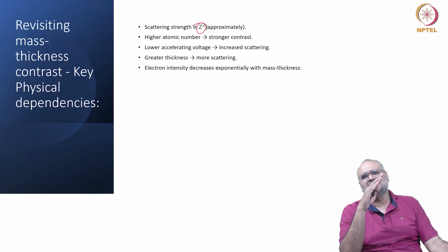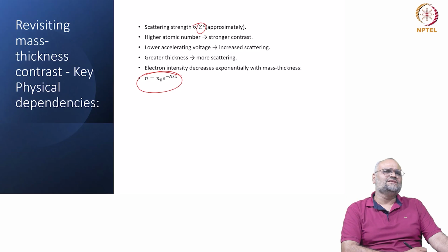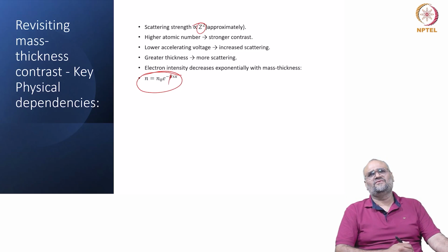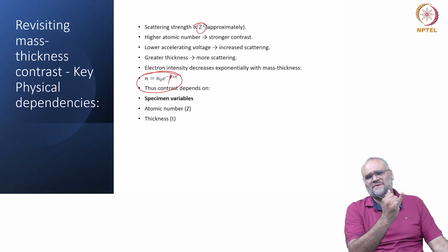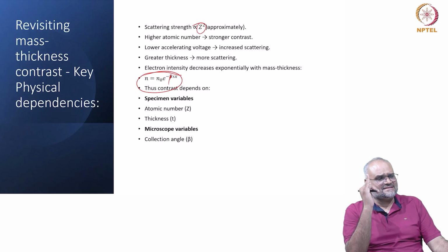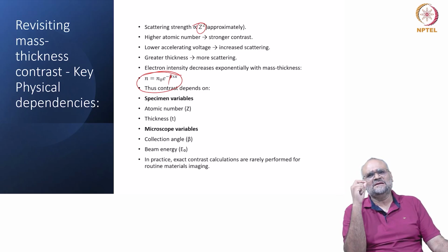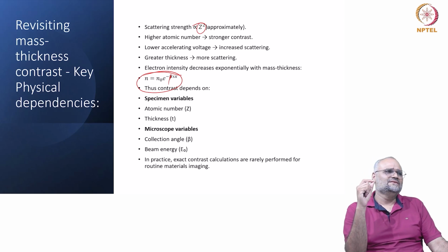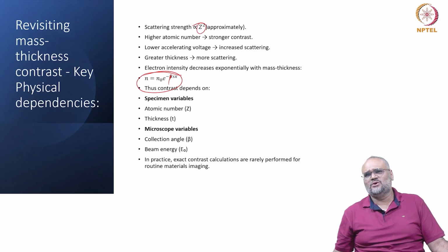The electron intensity decreases exponentially with the mass thickness, and the number of electrons that are deflected as a consequence of a scattering event can be modeled this way, where this is the Avogadro number of electrons that are scattering. This contrast depends on the specimen variables, which are the atomic number and thickness, and the microscope variables such as the collection angle, the brightness, the beam energy. So in practice the exact contrast calculations can be performed, but we rarely perform them. You use qualitative information when you are doing imaging in materials.